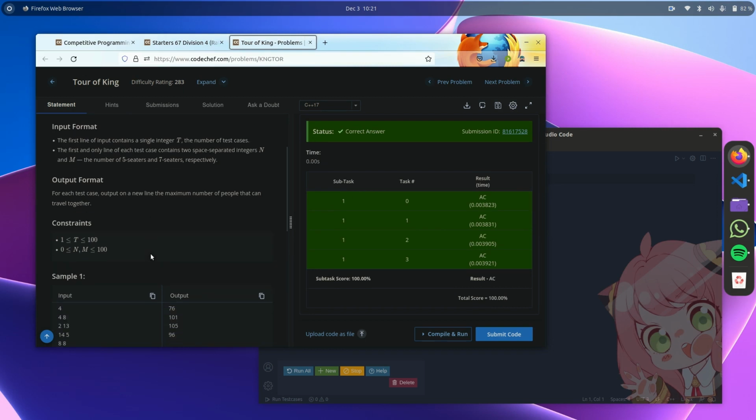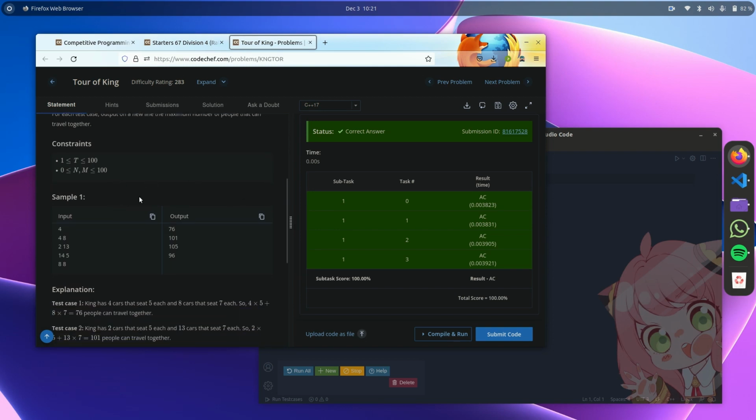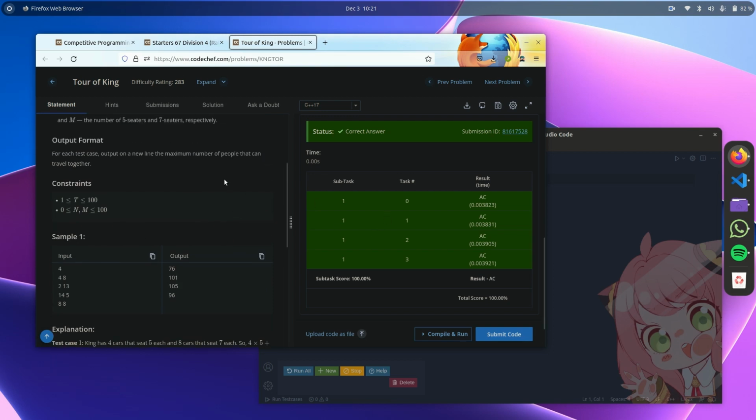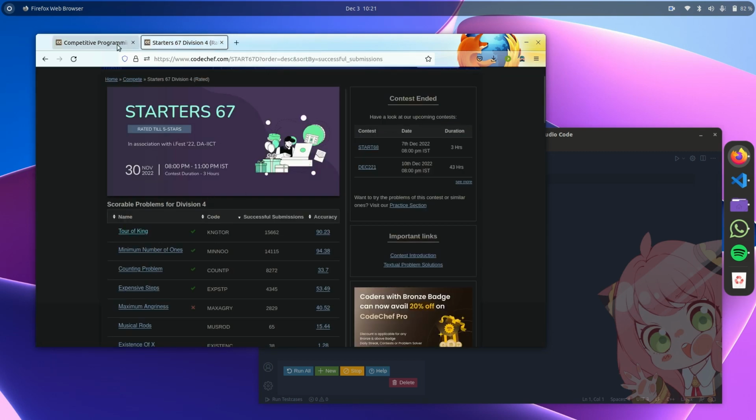Sometimes there are subtasks for small constraints, like N, M are 100. Maybe N, M could be 1 lakh, 10 lakh. For bigger values, you can get more score. These are divided into subtasks. For the smaller constraint, you can get 50. For completing the bigger constraint, you can get 50 more. So at most, you can get 100 from a question. I will also explain this in detail. So this is the Starters competition.